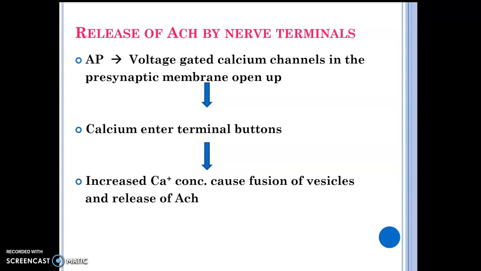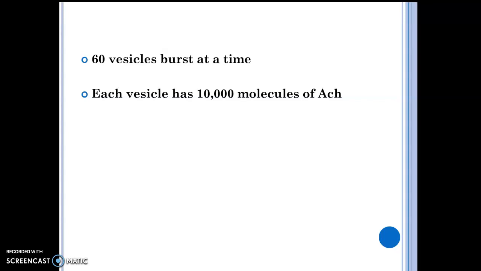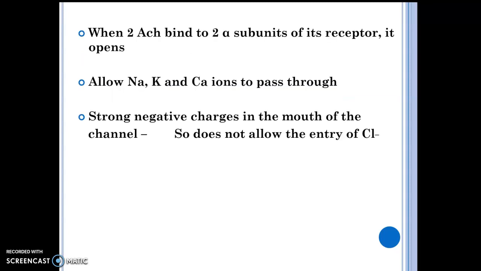We will see it again. The first step is release of acetylcholine by the nerve terminal. Action potential reaches the nerve. It causes the opening of voltage gated calcium channels in the presynaptic membrane. Calcium will enter into the nerve. This increased concentration of calcium causes fusion of the vesicles and release of acetylcholine. For a single action potential, around 60 vesicles will fuse and each vesicle contains 10,000 molecules of acetylcholine. So a large quantum of acetylcholine will be released for a single action potential.